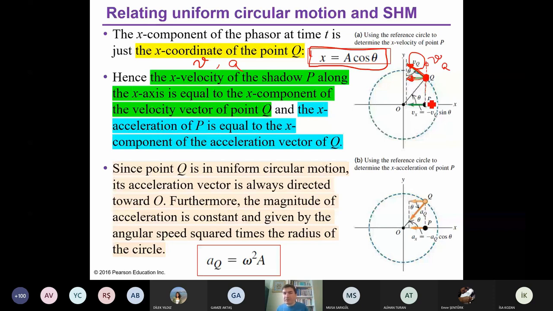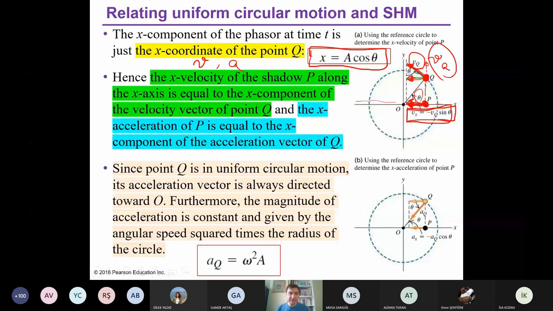So what is the x component of the VQ? Here we have theta. If you apply the geometry, then you can calculate Vx is equal to minus Vq times sine theta. Why minus? Because the direction of the velocity is in the negative direction in this case. Okay, this is the velocity. Do you have any question? Velocity of the projection of the cue ball along the x-axis.